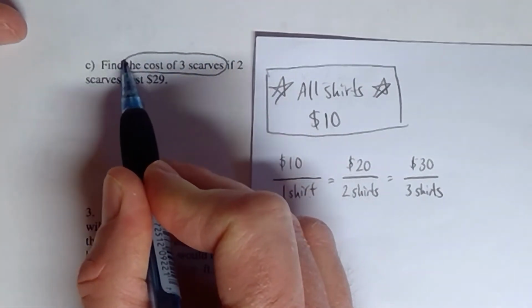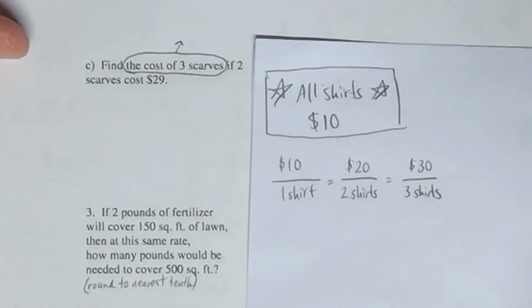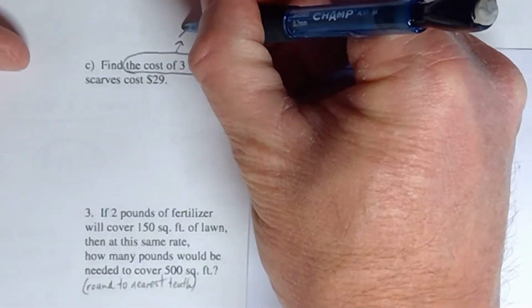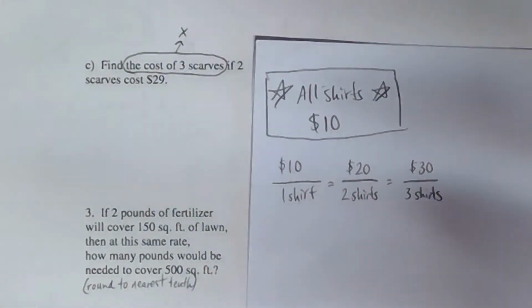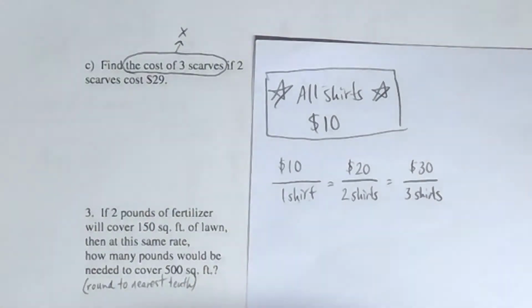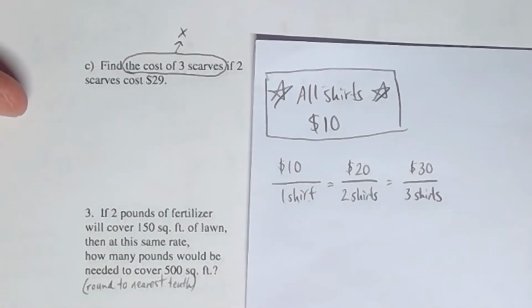And so what we're going to do is take that thing that they ask us to find, and attach a variable to it. You could pick any letter you want, okay? I usually pick X or Y. I'll pick X right here. So X is going to represent the cost of the 3 scarves. The variable represents the thing that you're trying to find, the thing that the problem asks you for.